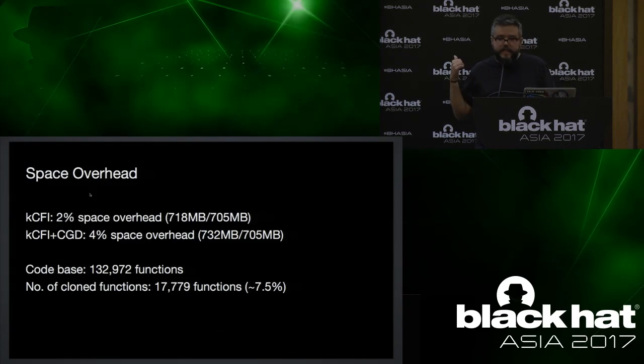For KCFI, without the CGD optimization, we have a 2% space overhead, and we are talking about a kernel that has 718 megabytes. So it raised it to 718 megabytes from 705. If we do the CGD optimization, then we are cloning functions, so the overhead is bigger. Then we get a 4% space overhead.